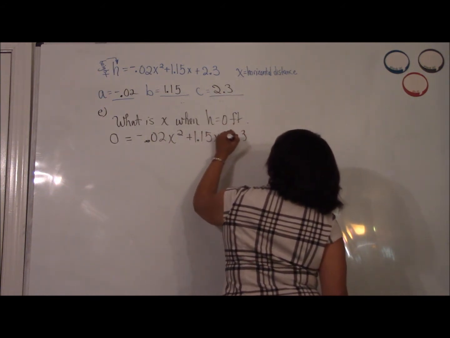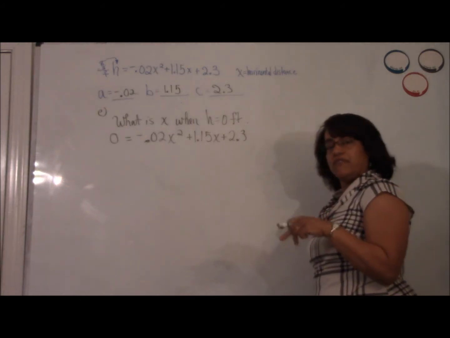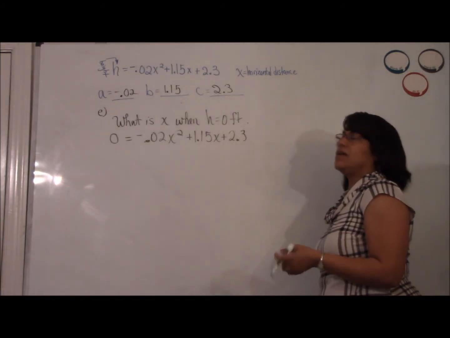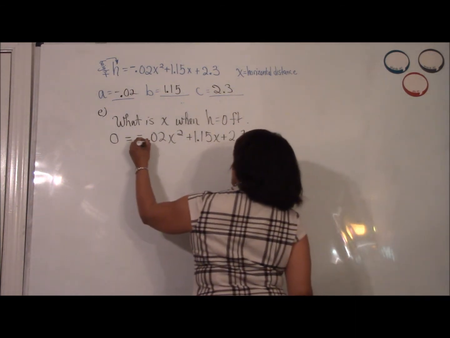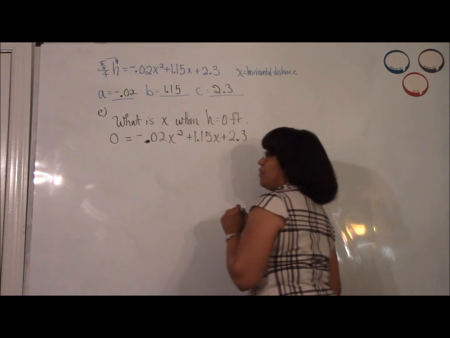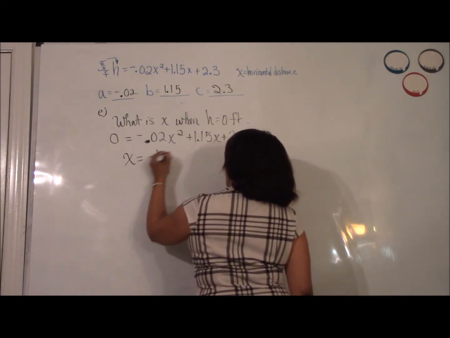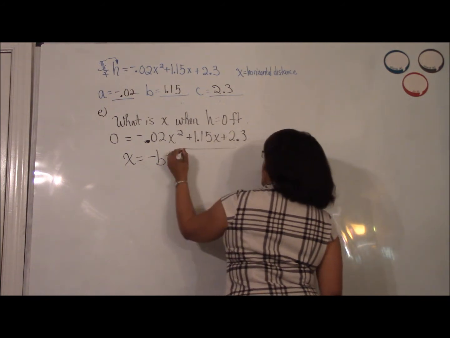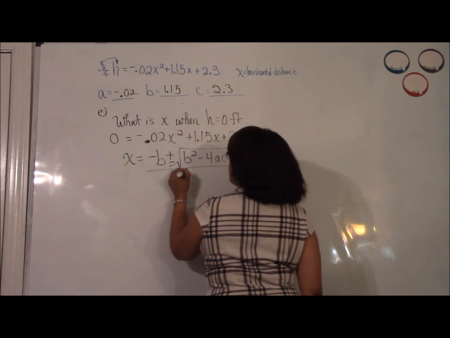And then you say, can I use the X factor? Can I use my X box, where you multiply first times last and then put your magic number? If you use that, you won't be able to factor this. So we're going to use the quadratic formula. x is equal to the opposite of b plus or minus square root b squared minus 4ac, divided by 2a.